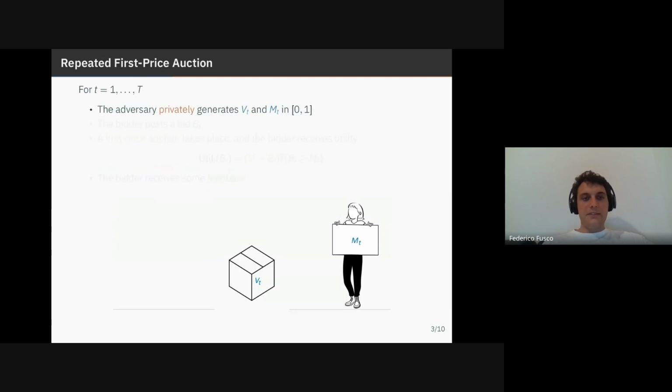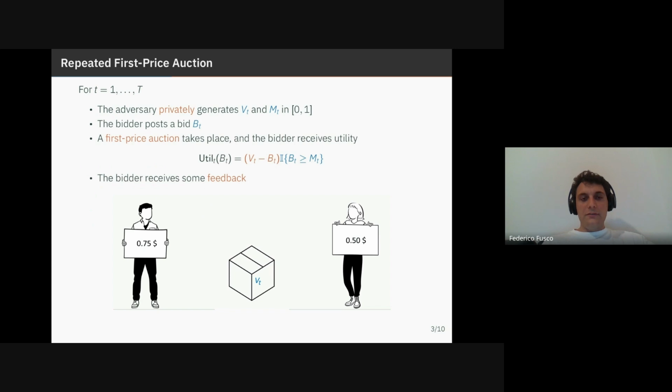At each discrete time step t, a new auction takes place, meaning that an adversary, let's say in nature, privately generates two numbers, Vt, that is the value of the item on sale for the learner, for the bidder, and Mt, that is the bid of the competition. Then the bidder posts a certain number Bt, and finally, a first price auction takes place, where the utility of the bidder is non-zero if and only if it wins the auction. So Bt is greater or equal than Mt.